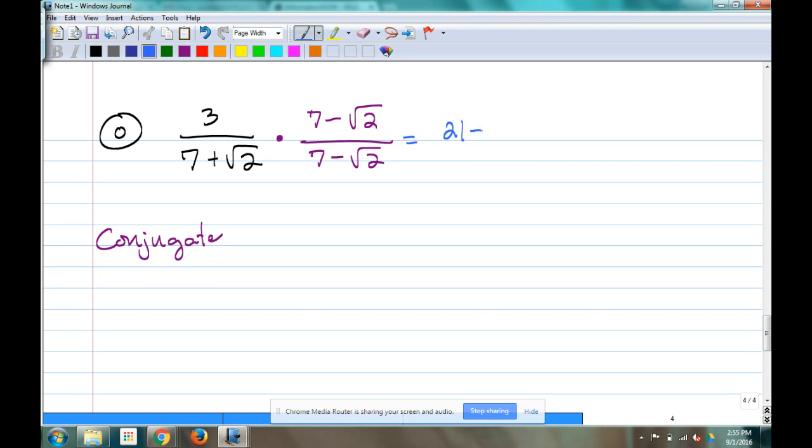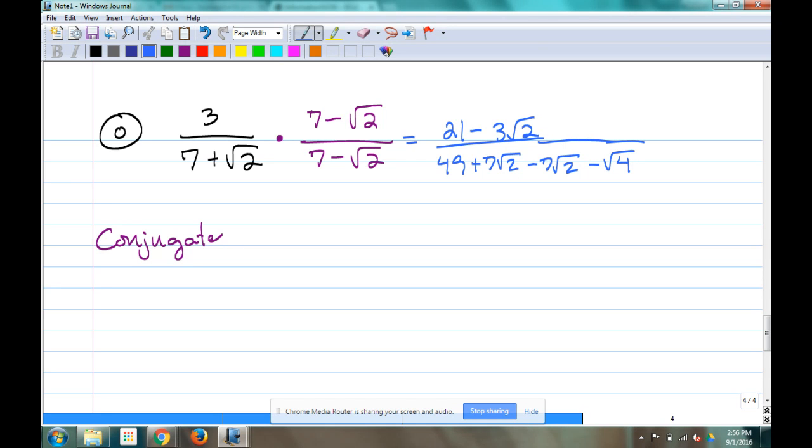So that'd be 21 minus 3 radical 2. That's like the distributive property on top. On the bottom, it's going to be like the FOIL method. You'll say 7 times 7, 49, plus 7 radical 2, and then a minus 7 radical 2, and they will cancel each other out, and then minus the square root of 4. So 7 times 7 is 49. Then we have a positive 7 radical 2 and a negative 7 radical 2. And then the last term would be negative square root of 4.